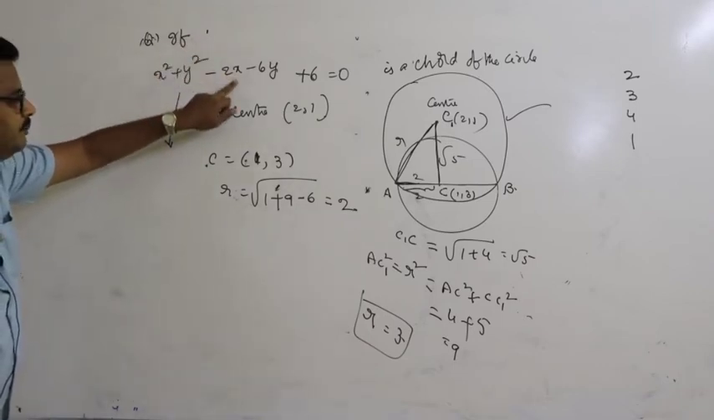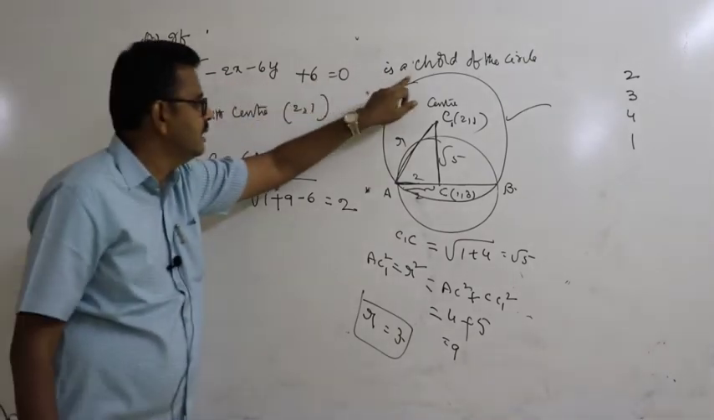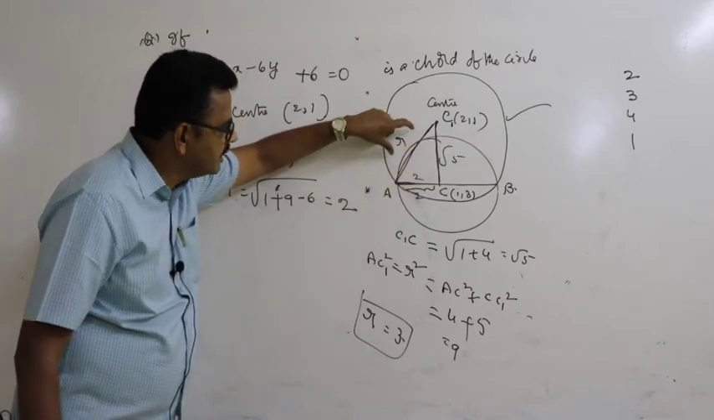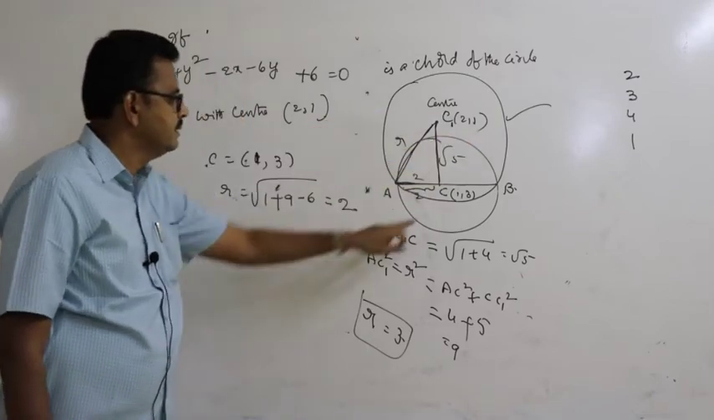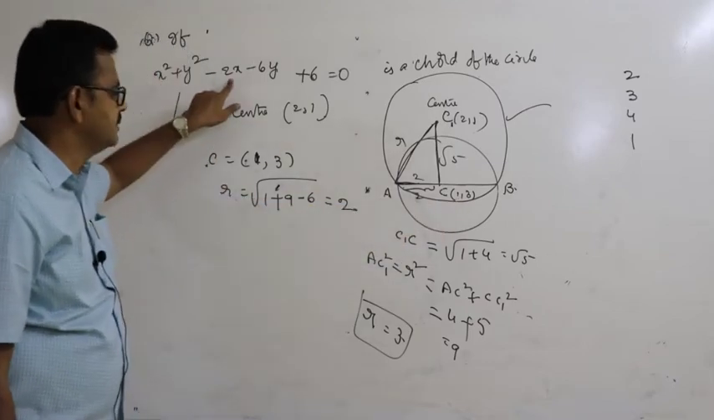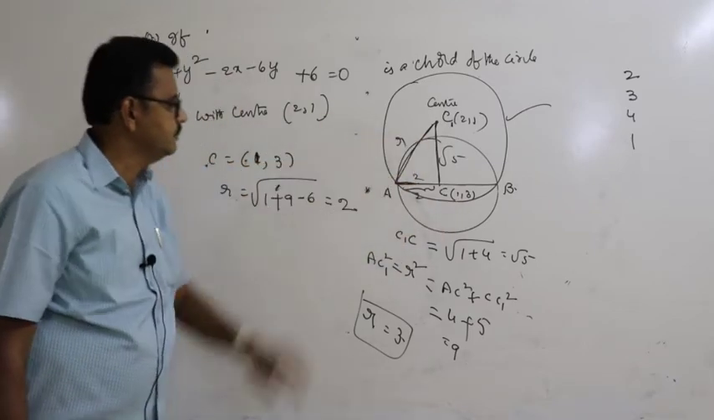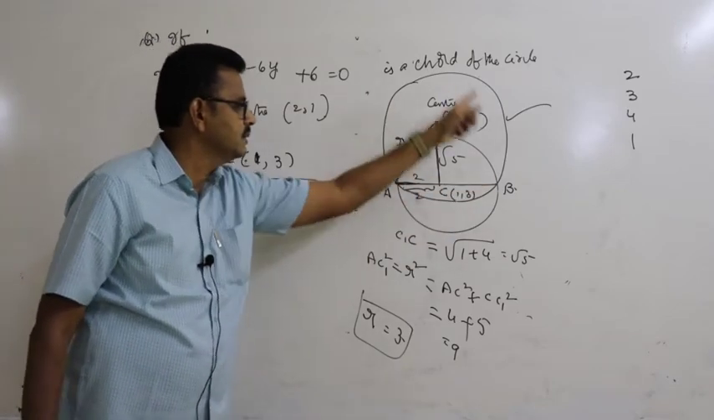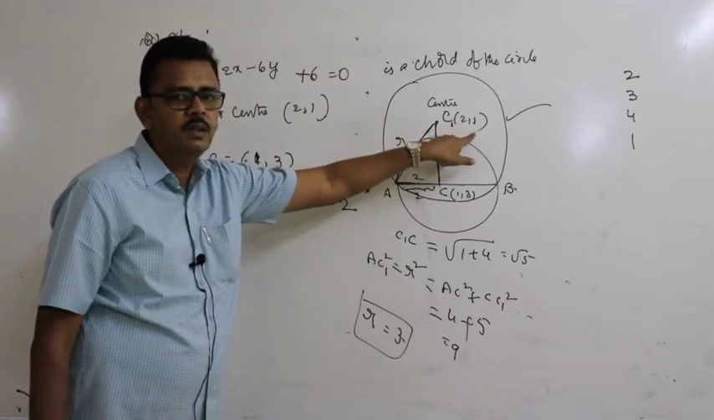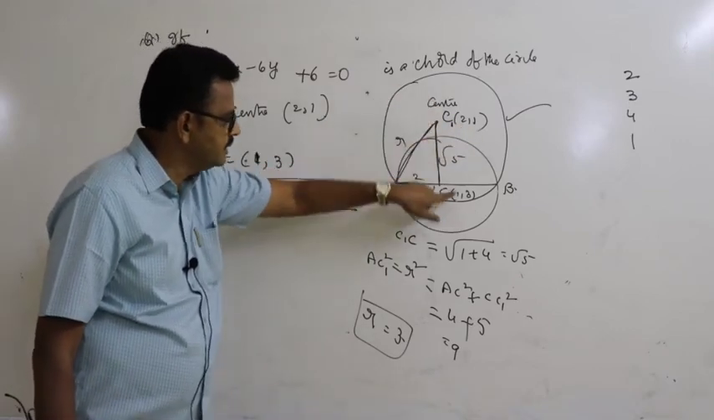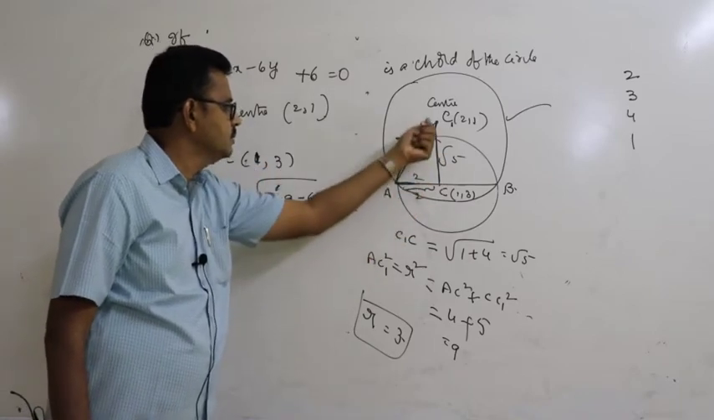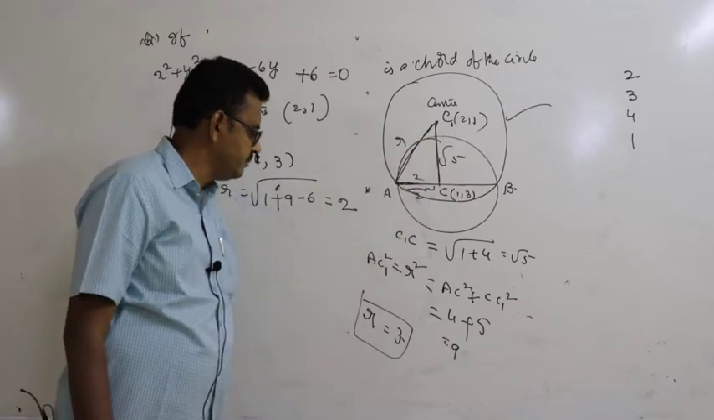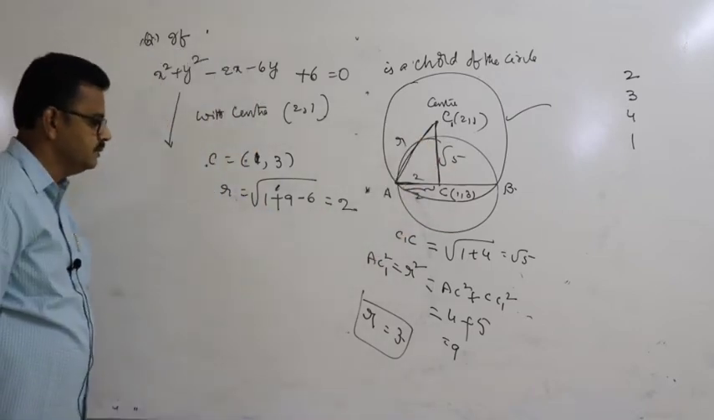One of the diameters of the circle is the chord of this circle with the center 2 comma 1. Then we have to calculate the radius R. 1 comma 3 is the center of the circle, and this radius is 2. So this AB becomes the chord of this circle. The center of the circle is 2 comma 1, the distance between these two is root 5. So from AC1 square, R square equal to 4 plus 5, that is 9. So R equal to 3.